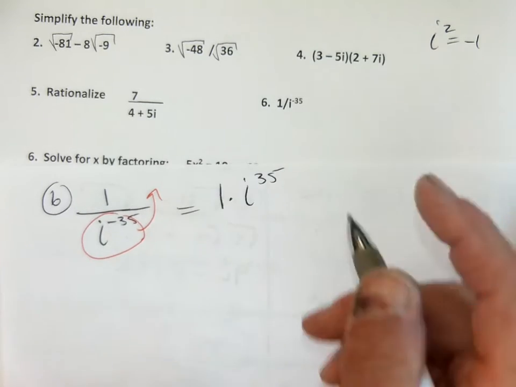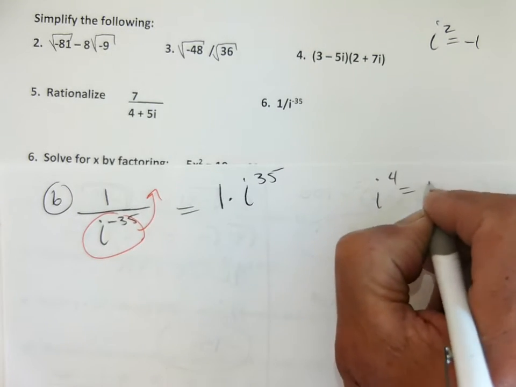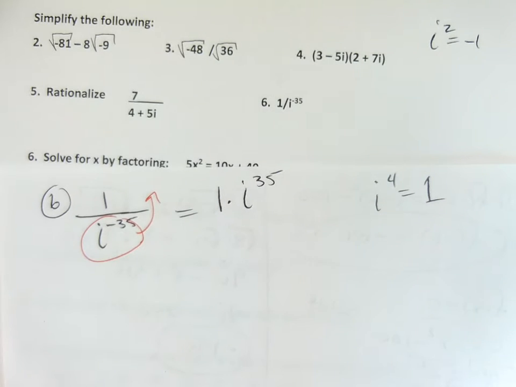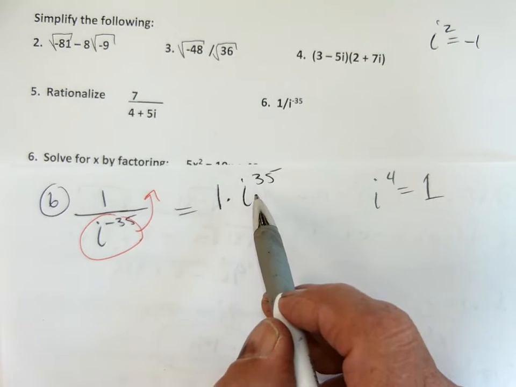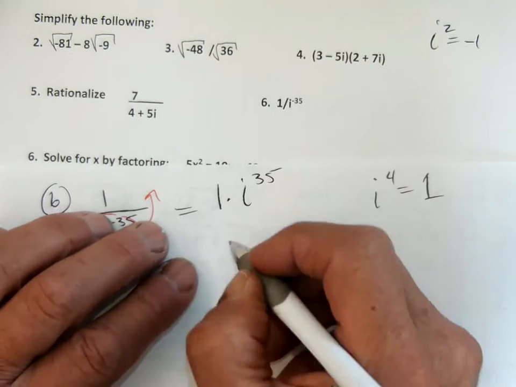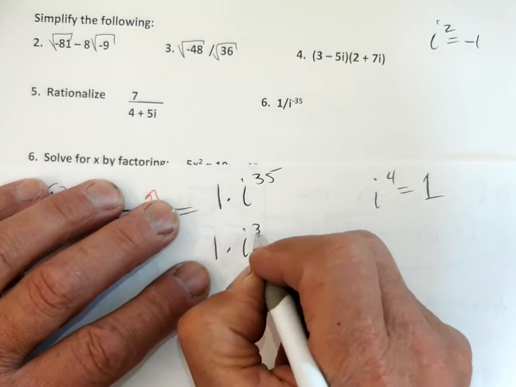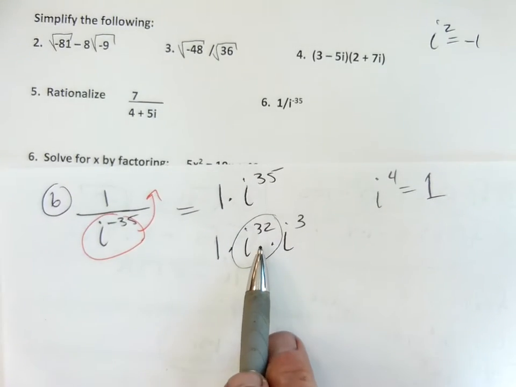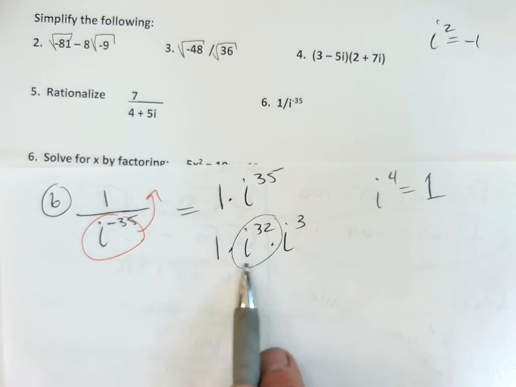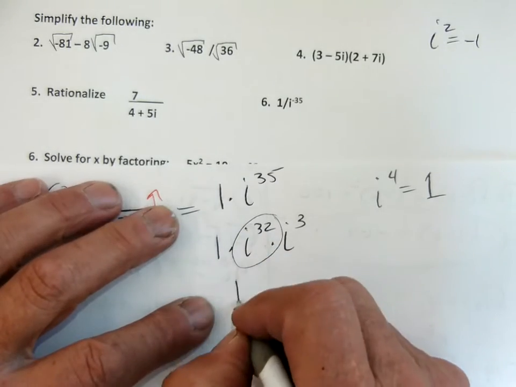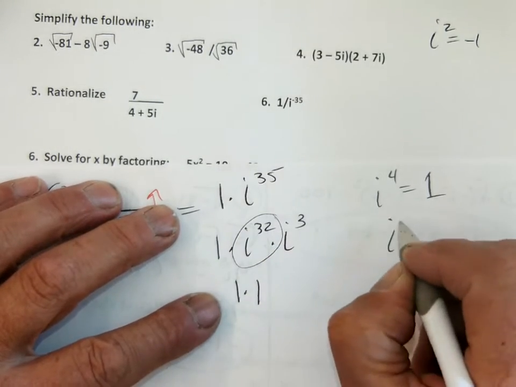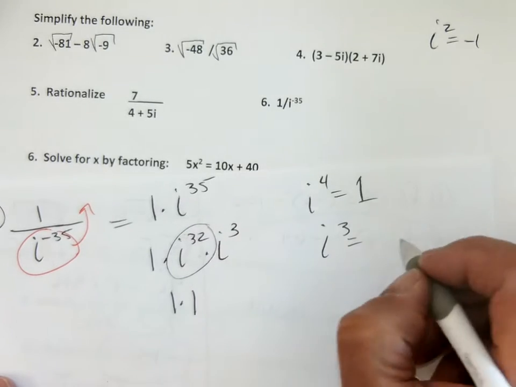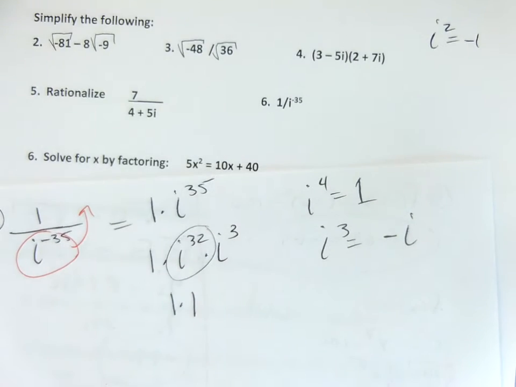Now, i to the 4th is positive 1. So what I want to do is rewrite this as some i to the 4th. So if I rewrite it as i to the 32, i to the 3rd, then that's i to the 4th, i to the 4th, i to the 4th, which is just 1. So it's 1 times 1 times 1, which is just 1. So this becomes 1. So you get a 1 times a 1, and then i to the 3rd is negative i. Of course, that was some of the notes that Brittany gave you.